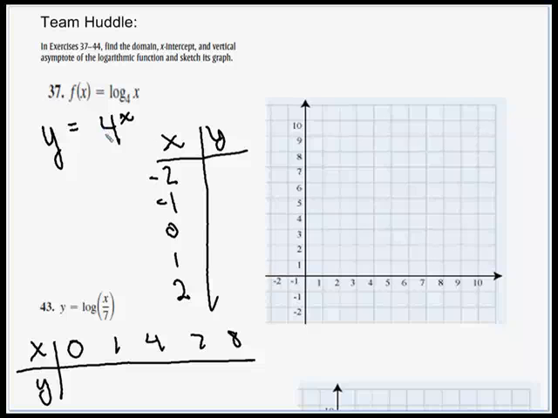Alright, here in the first one, since we have it in exponential format, I like to start at 0. 4 to the 0 is 1. 4 to the first is 4. 4 squared is 16. So the negative counterparts are going to be 1/4 and 1/16. Actually, let's not graph those points. They're just asking us to graph the logarithmic function. So I'm going to switch my coordinates. Now this is my x and this is my y. So 1 is my x, 0 is my y. The point (1, 0) is my x-intercept.